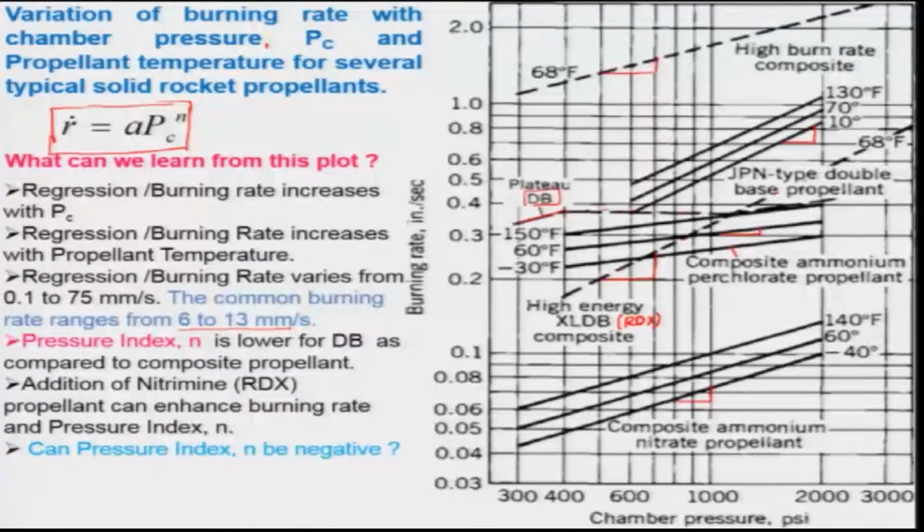That means, if you look at this range, 13 will be around this, and maybe 6 is around this range, so there is a lot of variation here.